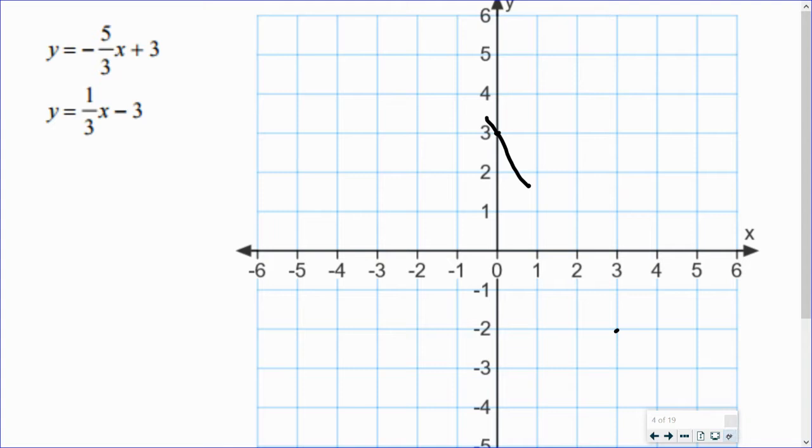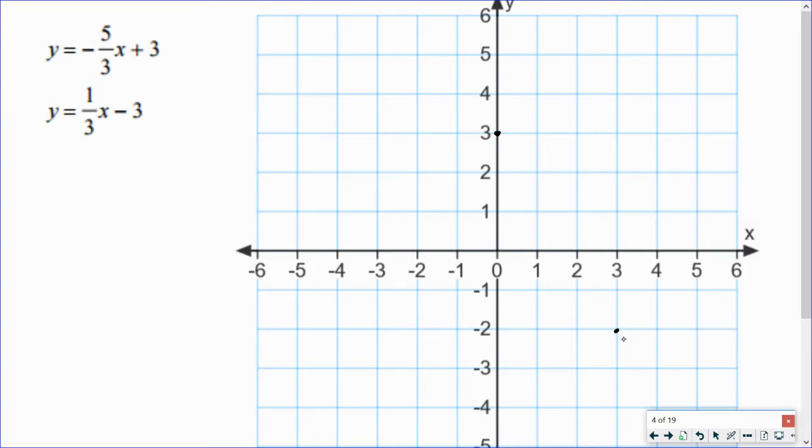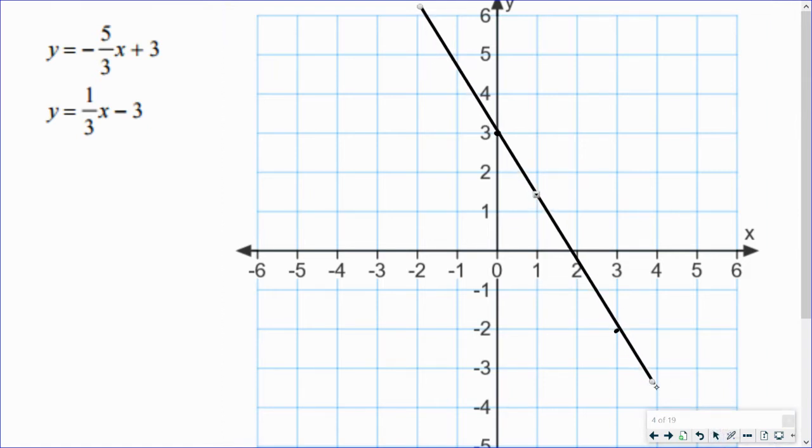I don't connect those two, and that's not what I wanted to do, so I'm going to go back. I've got to make sure I get this right. I want a line. There it is. There we go. And this line has got to be correct. And I'm going to make sure that I have this right. Draw this out a little bit further. So there it is. All right.